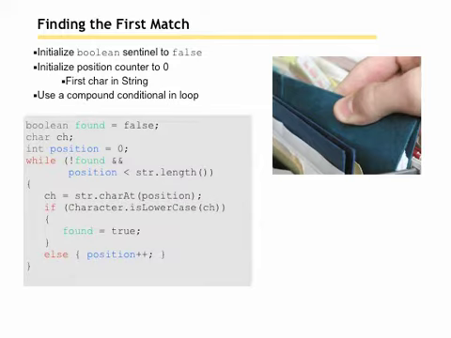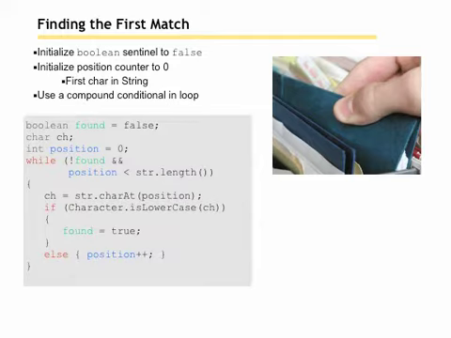So we have while not found, that's our Boolean variable, and position less than str.length(). So if position equals str.length(), we stop because we've gone through all the characters in the string. ch = str.charAt(position), so we're using that temporary variable ch to hold the current character. If Character.isLowerCase(ch), so we found a lowercase letter, then we set found equal to true, assuming, of course, we're looking for a lowercase letter.